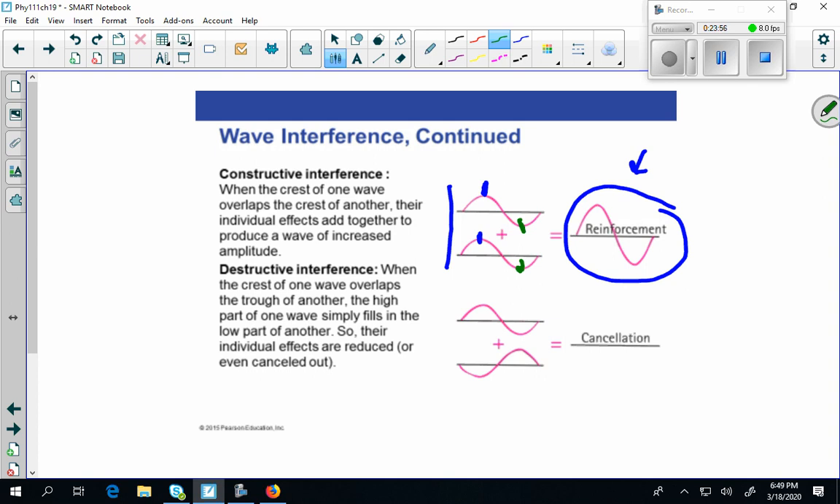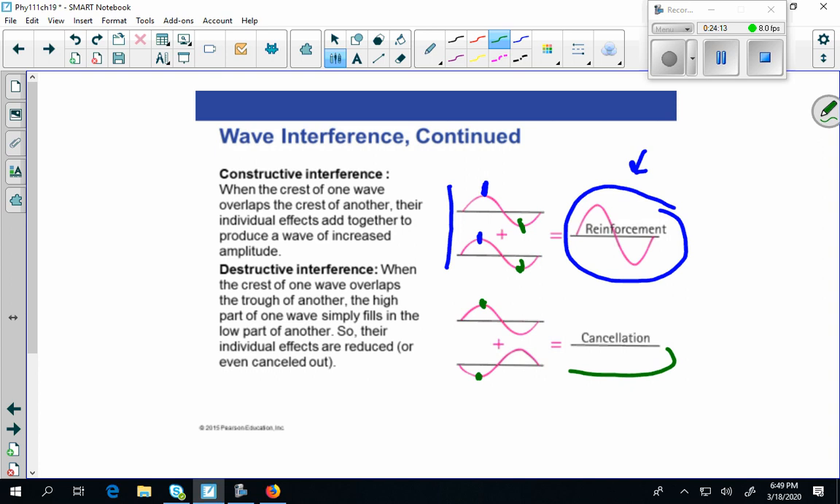We can also have destructive interference, and that's what happens when the crest of one wave is happening at the same time as the very bottom, the trough of another. So what you will see is absolutamente nada. What you will see is nothing.